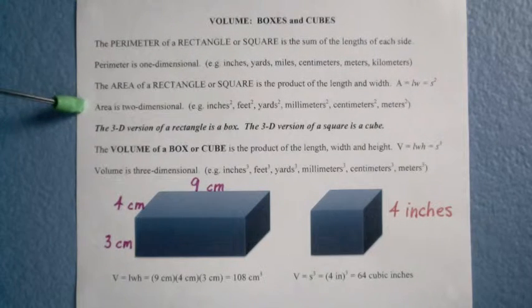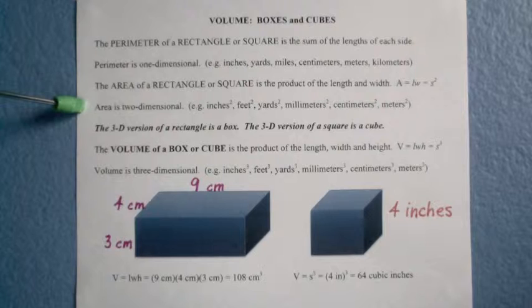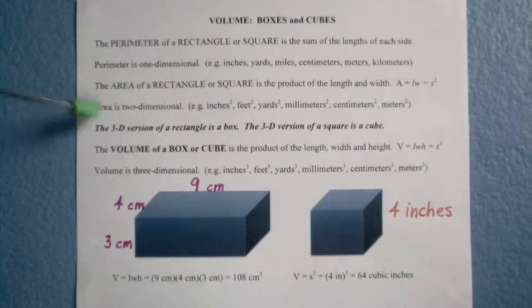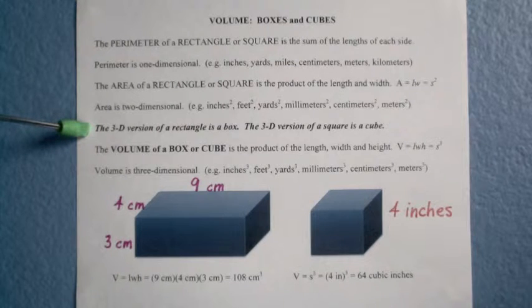Area is two-dimensional. For example, inches squared, feet squared, yards squared, meters squared, centimeters squared. The 3D version of a rectangle is a box. 3D meaning I can walk around it, I can pick it up. The 3D version of a square is a cube.